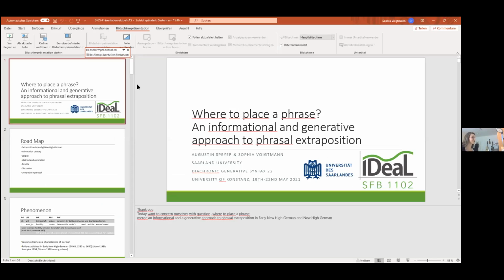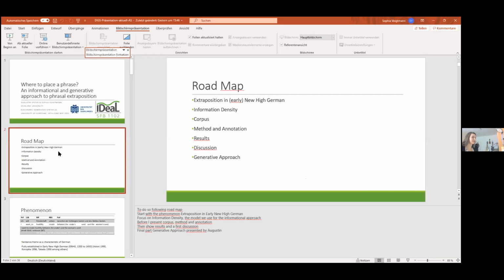Very glad to be here and to talk to you about the question where to place a phrase. We try to merge an informational and a generative approach to phrasal extraposition in early New High German. So to do so, we have the following roadmap.